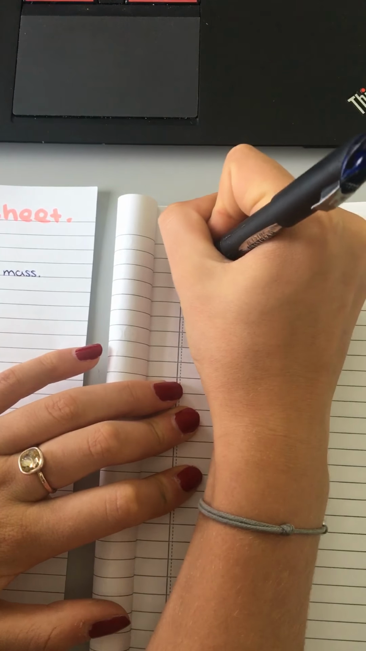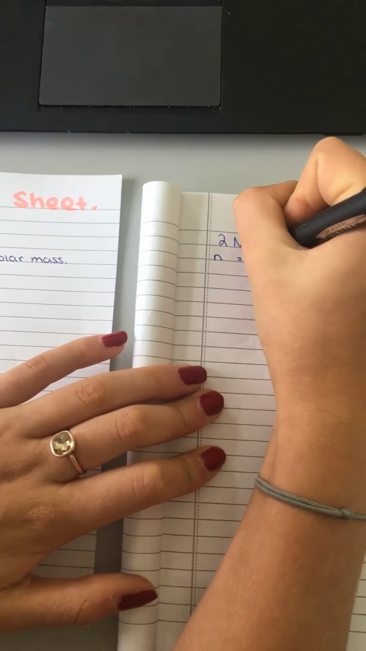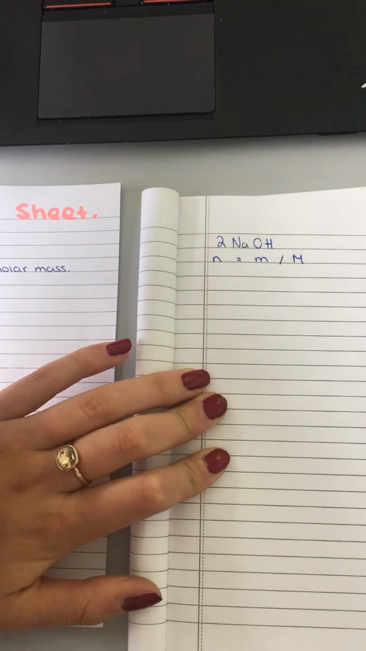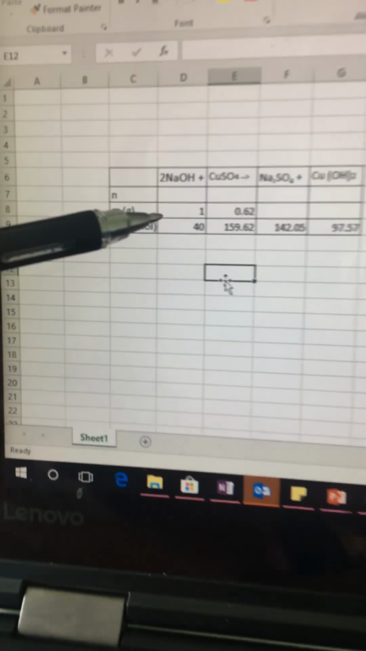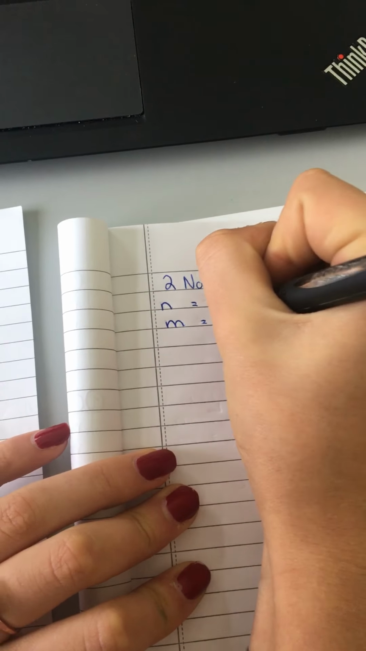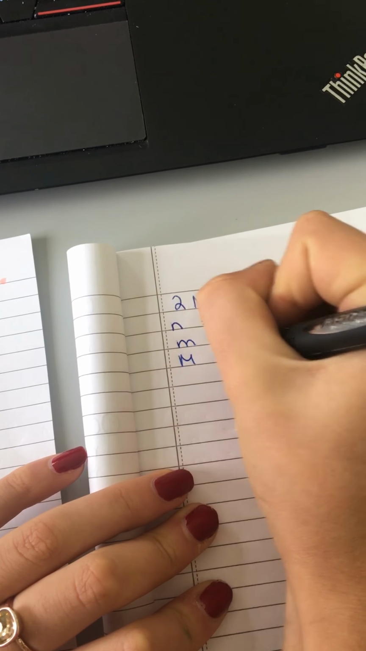After finding out the number of grams, we want to find out the number of moles in sodium hydroxide, and we do this by dividing the number of grams by the molar mass. In this case, it would be 1/40, which is equal to 0.025.